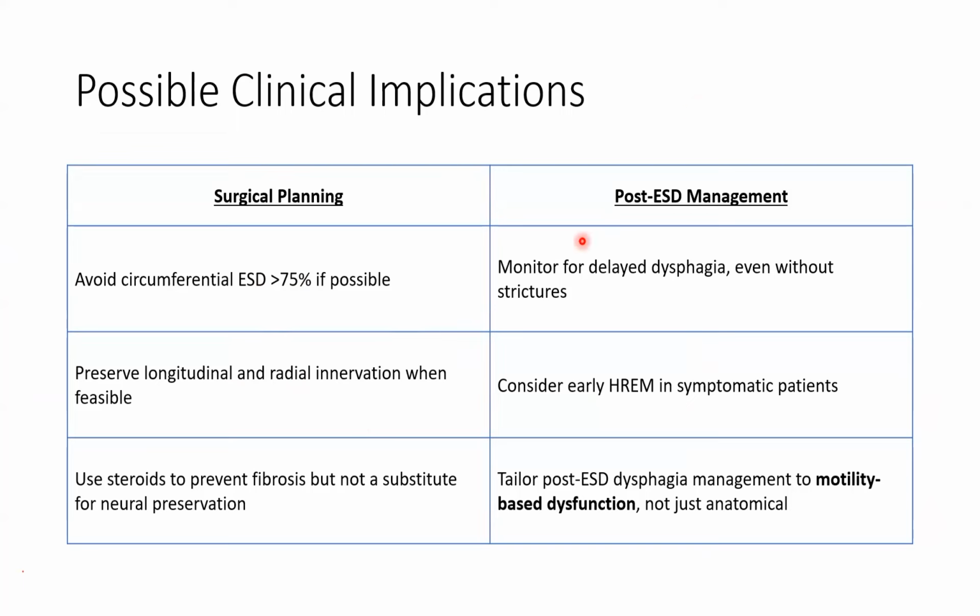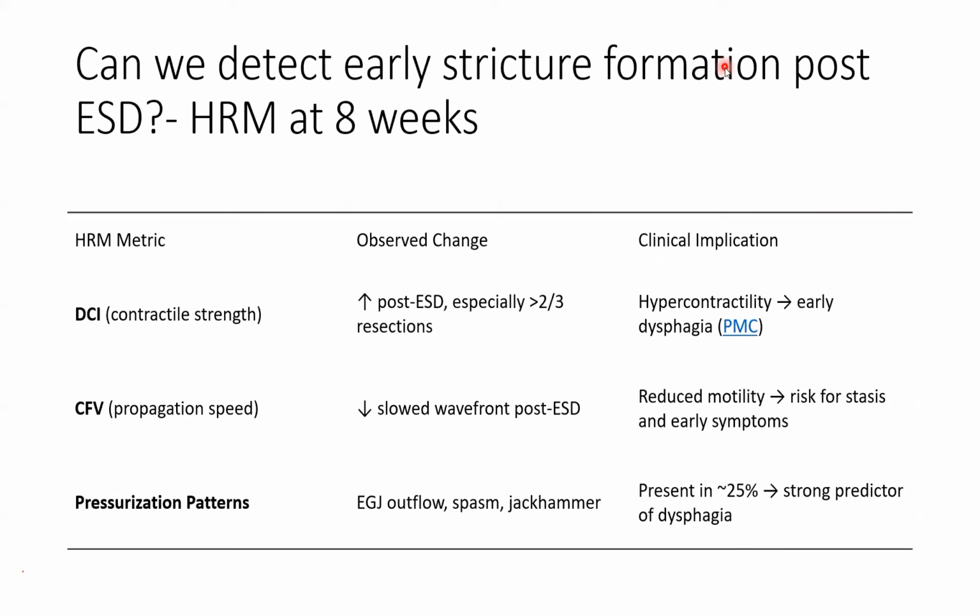And use steroids. But now using steroids, that's another question. As of now, what we are doing is using steroids in everybody who undergoes a circumferential ESD. So can we think in which patients we need to give them?